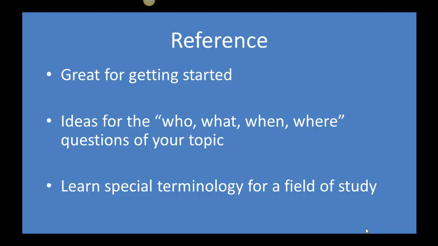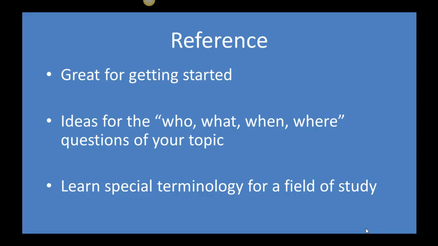Reference sources are great for getting started. When you're just learning about a new topic, they can give you the ideas for what the who, what, when, where sorts of questions related to your topic might be. In an academic library, you can find reference sources to help you learn the specialized terminology or jargon for a field of study, so that when you go to search for more in-depth information, you're armed with some idea of how the researchers talk about their particular field.